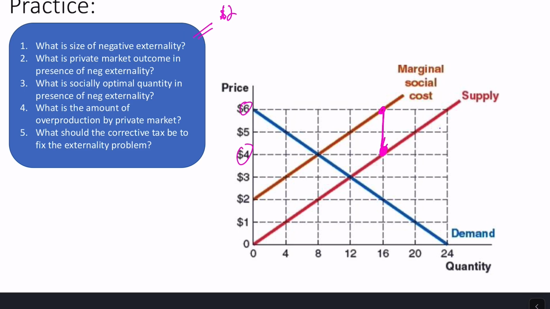Okay. Now, what is the private market going to lead you to? So if you ever see me ask you, what is the private market outcome in presence of a negative externality? We're looking at this graph. What I mean here is supply crosses demand. That's what I mean by a private market outcome. So supply crosses demand. Private markets will lead you to that outcome right here. And so market output was going to be 12 units.